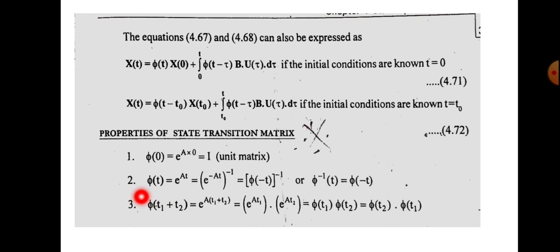And the third property is that whenever time is changed to t1 plus t2, that means phi of (t1 plus t2) will be equal to e raised to a into (t1 plus t2). That will be equal to e raised to a t1 into e raised to a t2. That will be equal to phi of t1 into phi of t2. So when you are changing the time to t1 plus t2, the corresponding state transition matrix will be the individual state transition matrices multiplied, that is phi of t1 into phi of t2. So these are the properties of the state transition matrix.